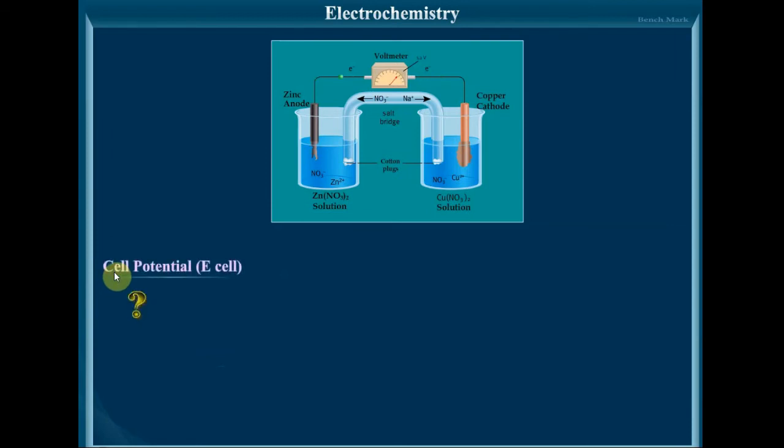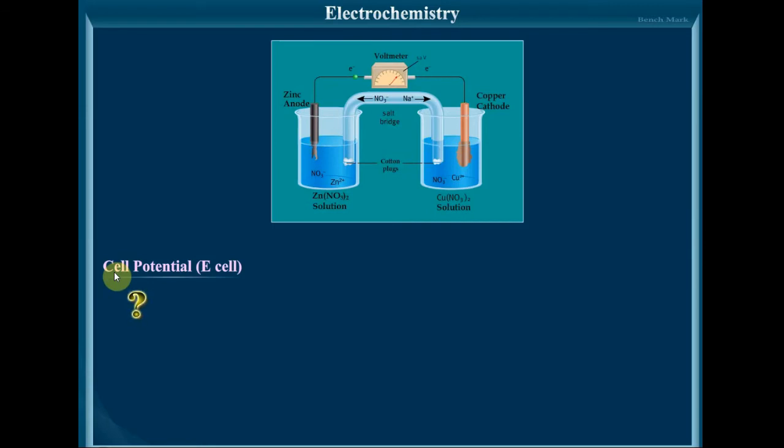Now, next is cell potential or EMF of a cell. What is it? As we have learnt earlier, the electrochemical cell consists of 2 half cells. In the galvanic cell, there are 2 half cells, the oxidation half cell and the reduction half cell. Oxidation takes place in the oxidation half cell and reduction takes place in the reduction half cell. In the oxidation part, zinc is the anode dipped in its solution, and in the reduction part, copper is dipped in its solution of copper nitrate. It can be copper sulfate or zinc sulfate also.